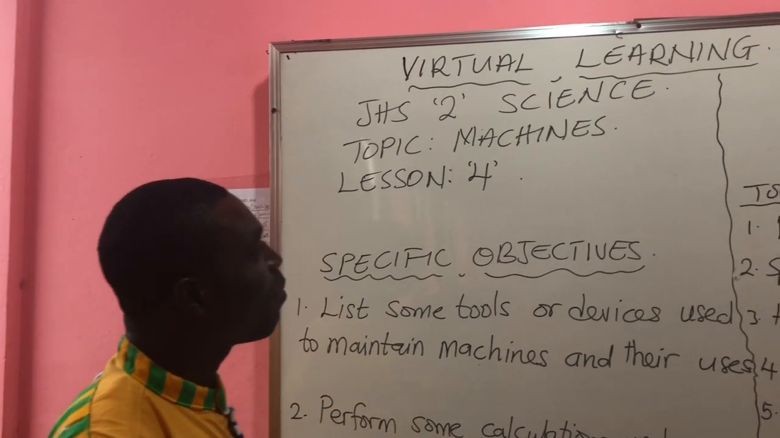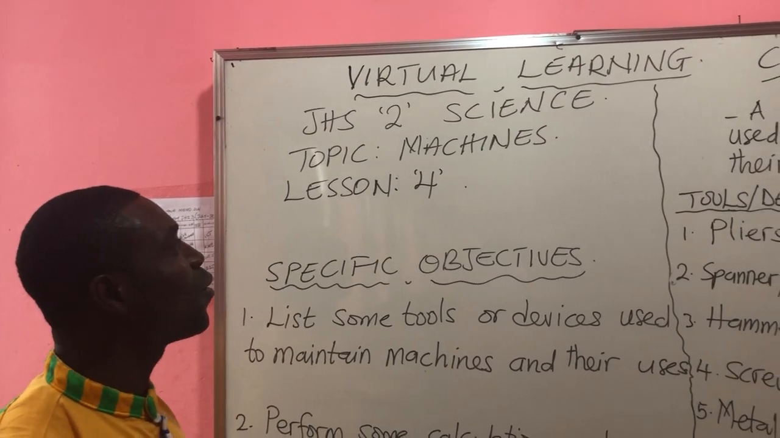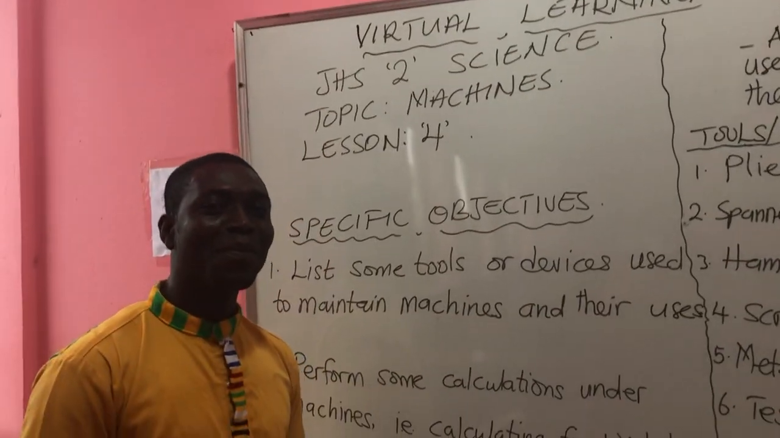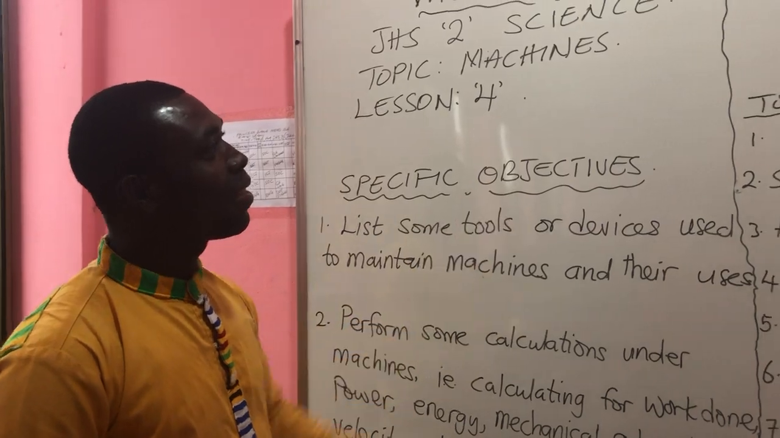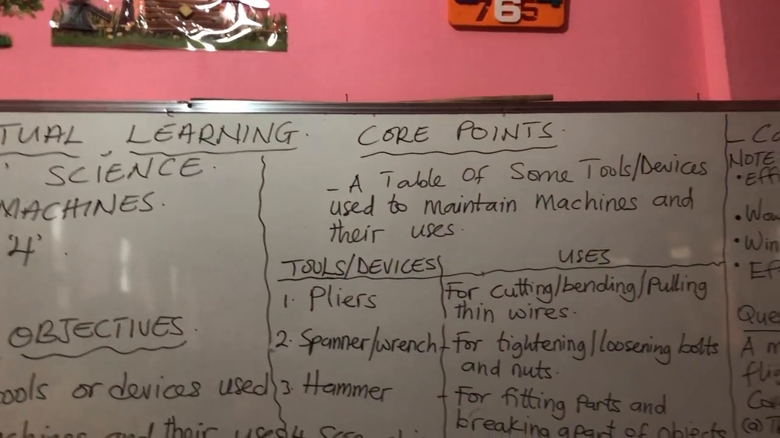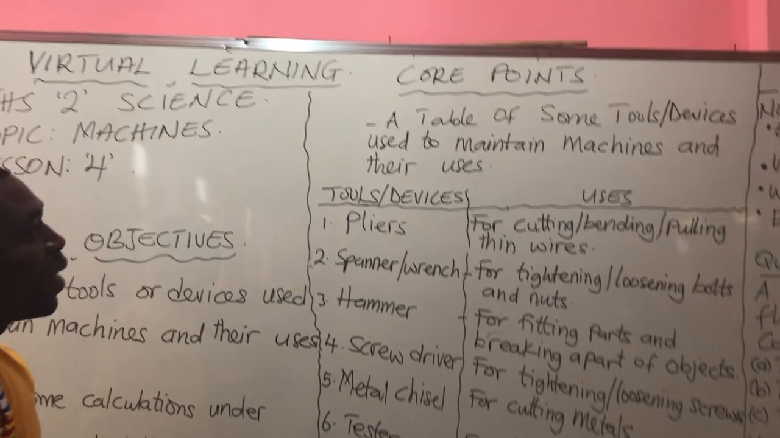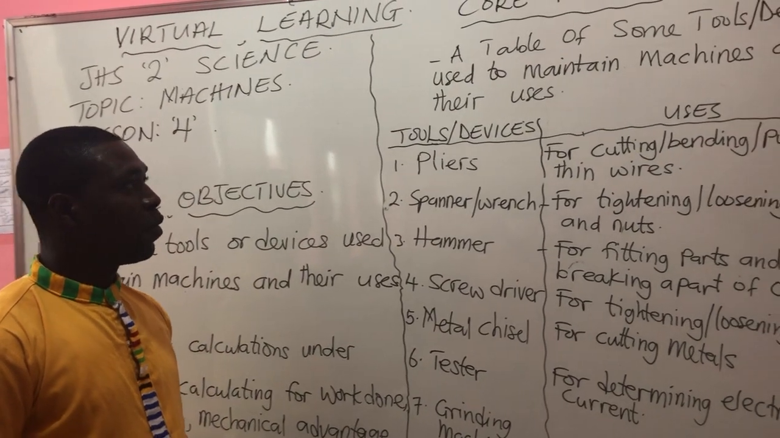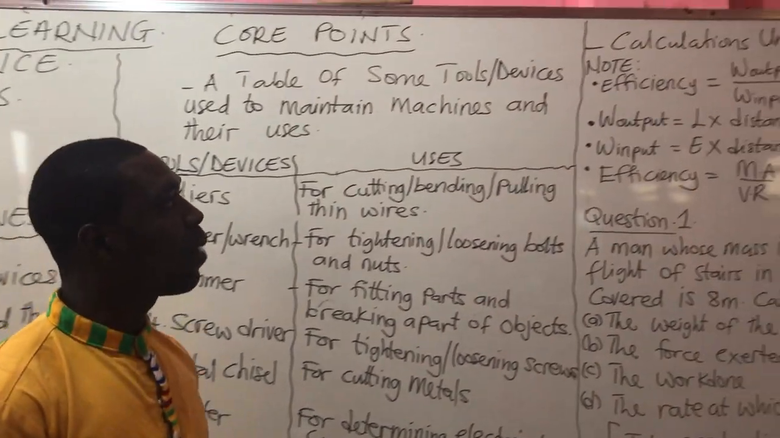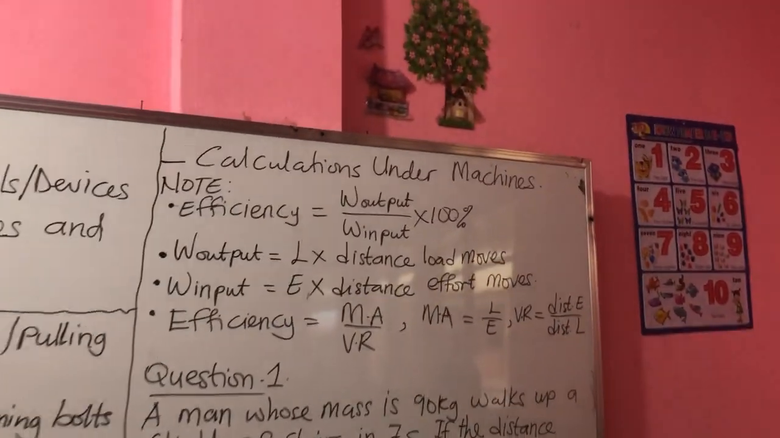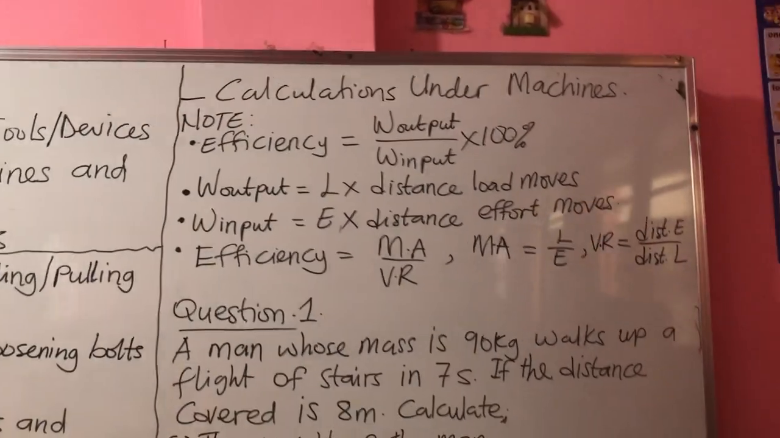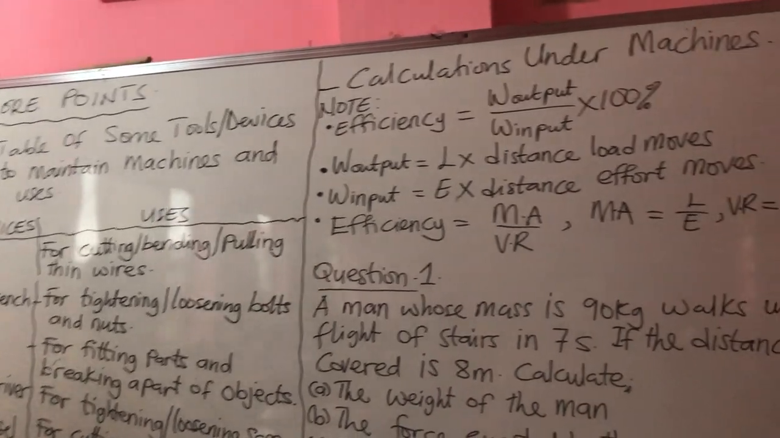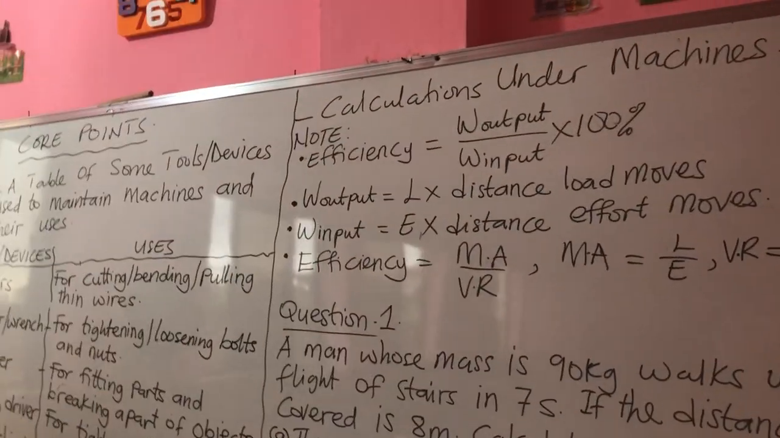Now we are continuing with machines, and this is JHS Two Science. And I'm still your teacher, Mr. Samuel Yeboah. Today we are looking at some tools or devices used to maintain machines and their uses. We will also look at some calculations under machines. We're going to look at efficiency, how we can calculate the efficiency of a machine, how we can calculate the work done, the power, and also energy.